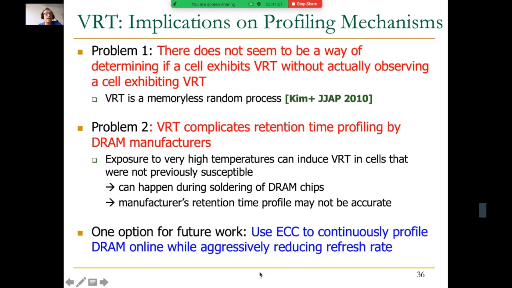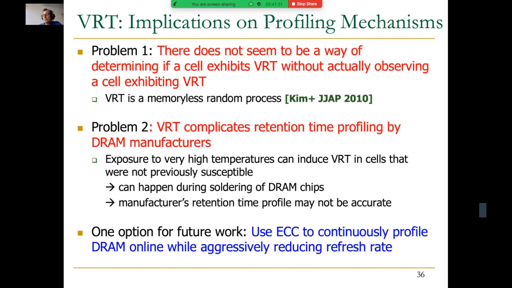So basically, in the paper, we concluded that one option for future work is really to include error correcting codes inside the DRAM chip and to continuously profile DRAM online while aggressively reducing the refresh rate. So this is a mouthful. What does this mean, basically? This means that you reduce the refresh rate a little bit, and you have error correcting codes, and you get feedback from the error correcting codes.